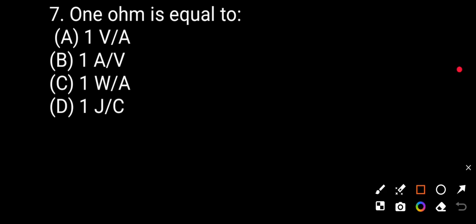Question number 7. 1 ohm is equal to 1 volt per ampere, 1 ampere per volt, 1 watt per ampere, 1 joule per coulomb. The correct answer will be A.